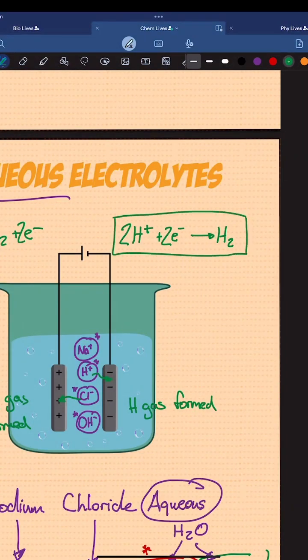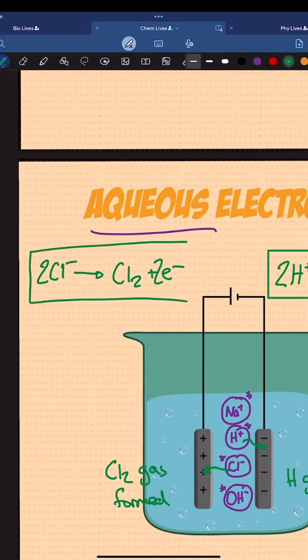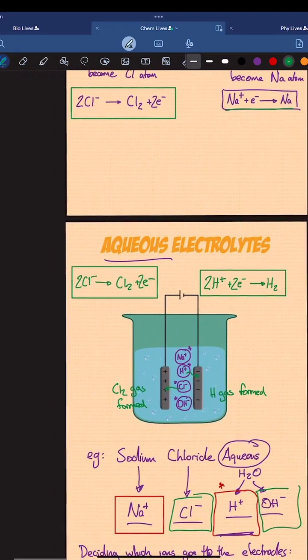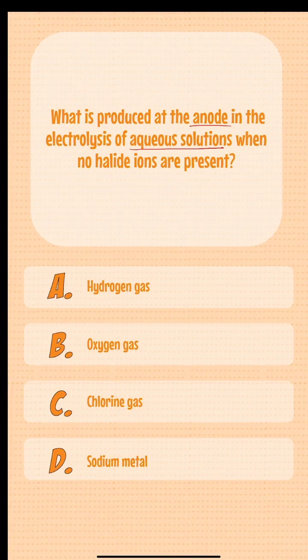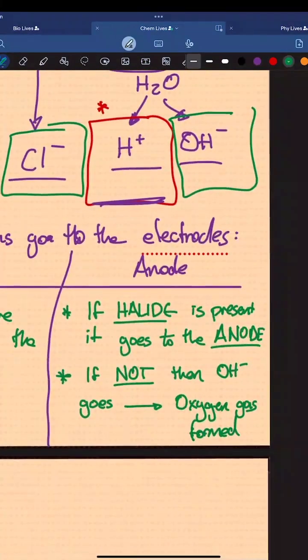So you can see just by changing it from molten to aqueous, even though it's both sodium chloride, we've completely changed what gets formed at one of the electrodes. So let's go back to our question. What is produced when no halide ions are present? What do you guys think now? Vote on your answer and tap on the screen a few times. Yes, you guys are getting it. Well done, guys. It's oxygen gas. When there's no halide ions present, then OH minus goes and OH minus forms oxygen. How do you know which elements are diatomic?